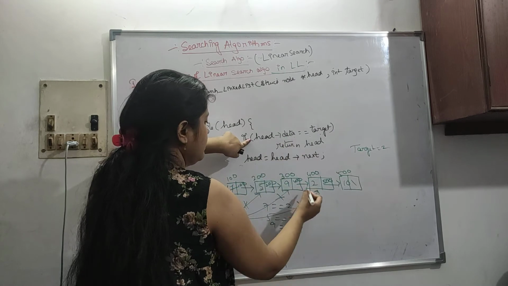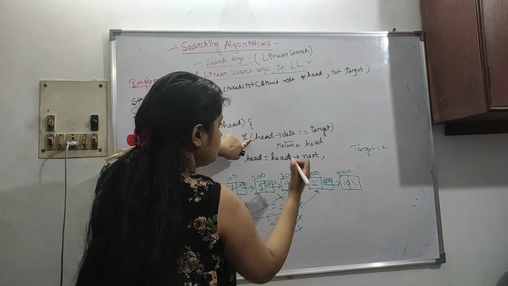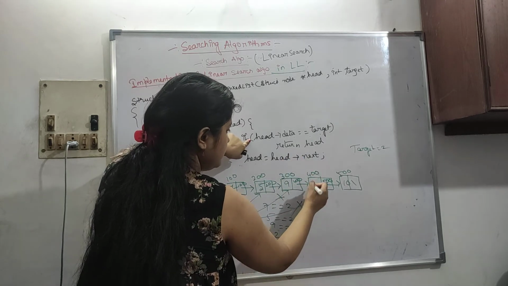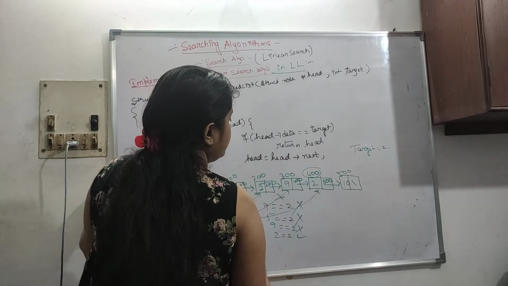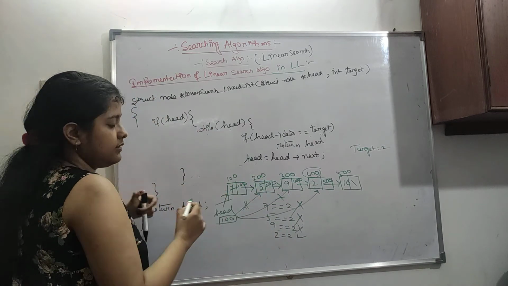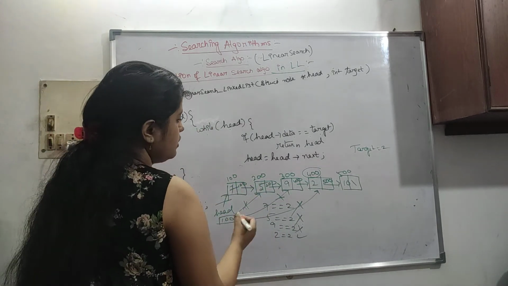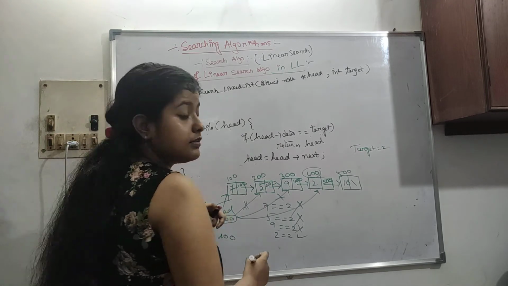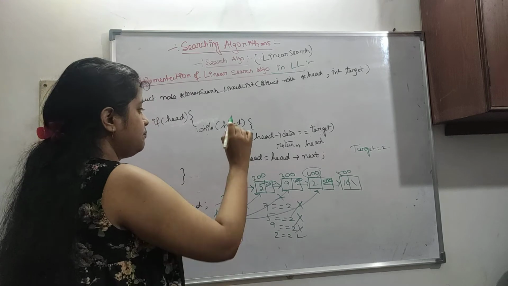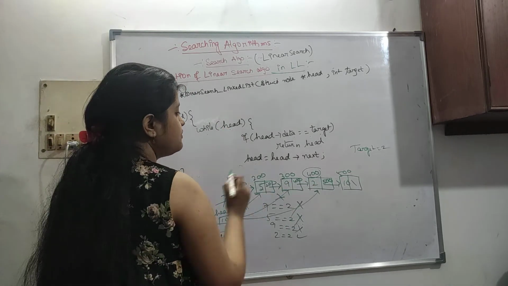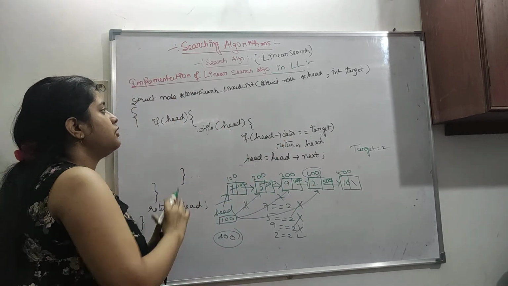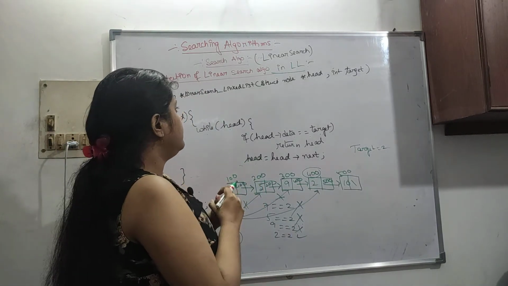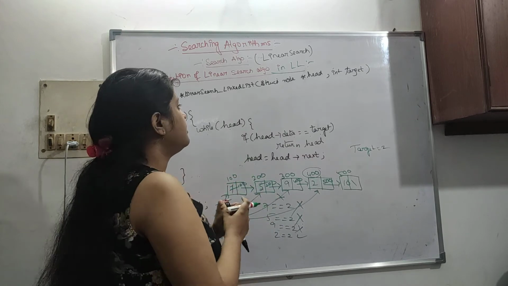So head arrow data 2 equals 2, yes, it is true. So we return head. The address of this node containing 2 is 400, so 400 will be returned. I hope this is understandable. So this is basically our array and linked list.